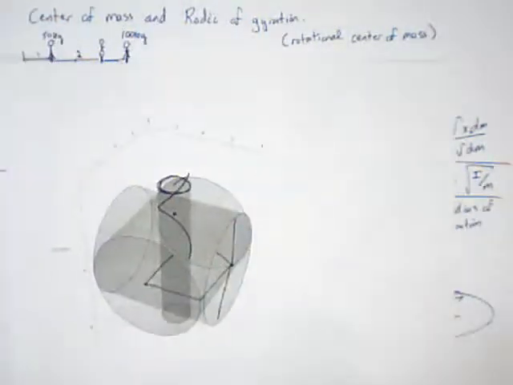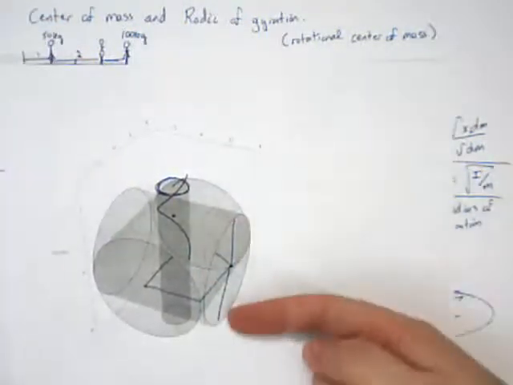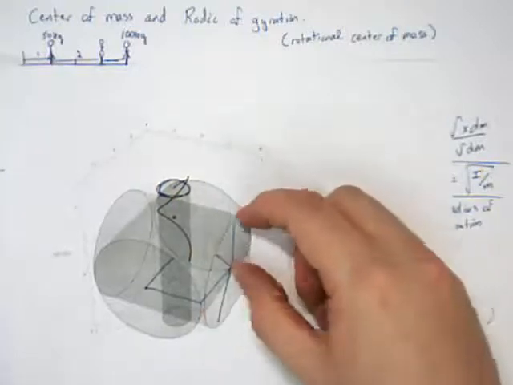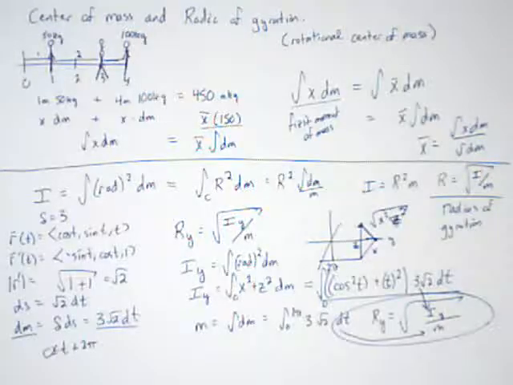This picture here essentially shows me the visualization that the radius of gyration about the y-axis tells me that distance. That completes the screencast.